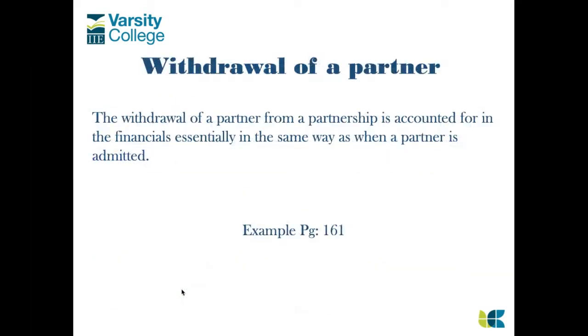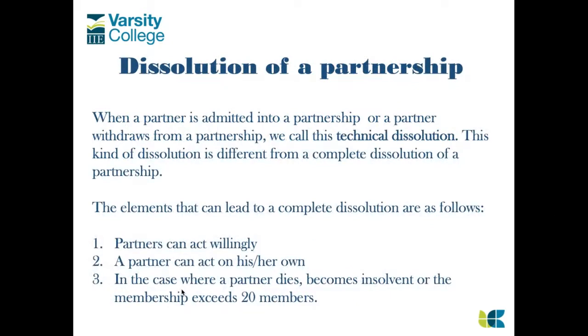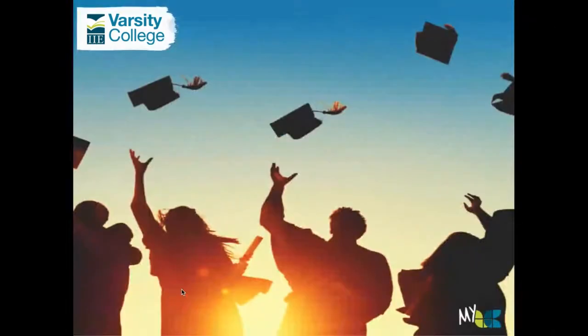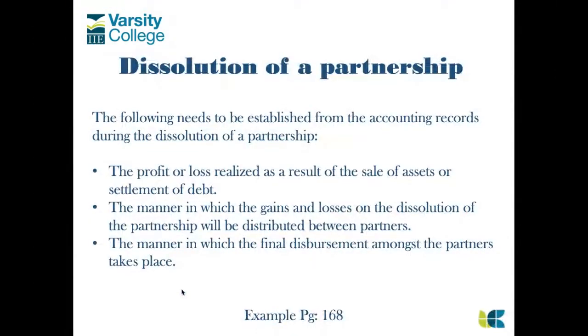Just like we can add in a new partner, we can also withdraw a partner. In doing so, that means we're dissolving the partnership as well. Whenever there's a new entry of a partner, or whenever someone leaves, we're basically dissolving the partnership. That is it. But whenever we dissolve a partnership, the following needs to be established from the accounting records: the profits or losses realized as a result of the sale of assets or settlement of debt.